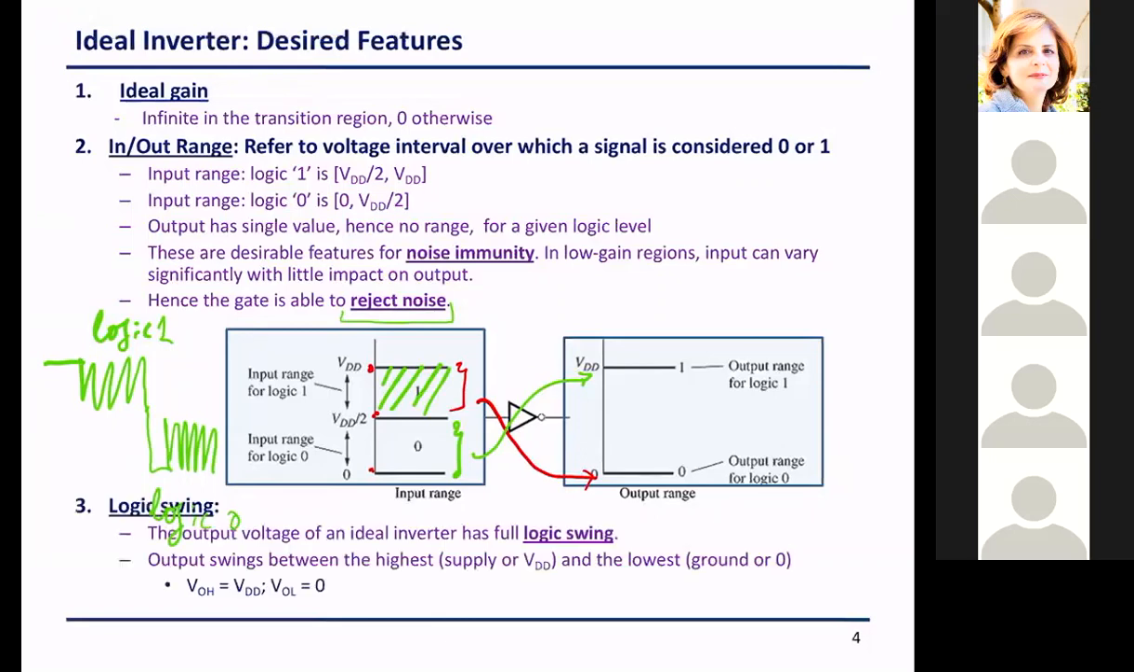Now the output voltage of the ideal inverter has something we call full logic swing. What does full logic swing mean? As it gives me the 0 and 1 values, it is really swinging between VDD and zero. So its Vout high is VDD and Vout low is zero, and these are the maximum and minimum achievable voltages on the chip. So I have full swing. This term is important for us to know because some others will not have this full swing. Okay, great.